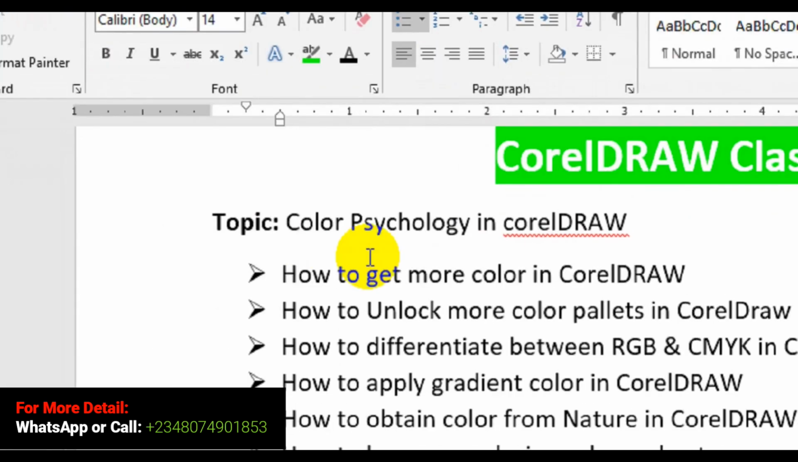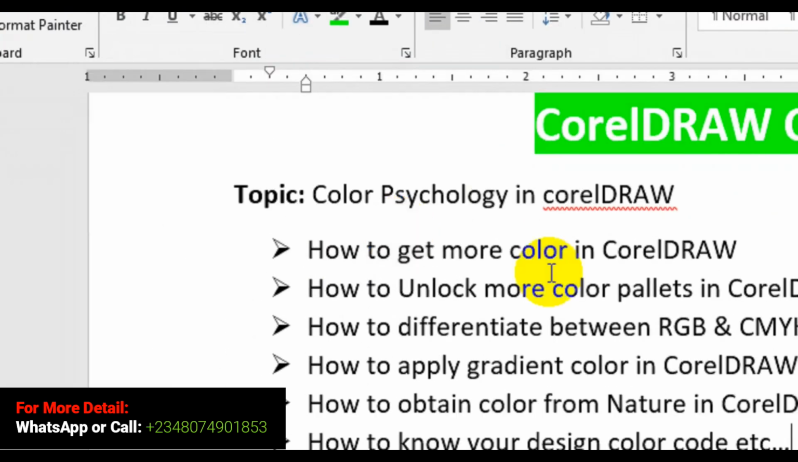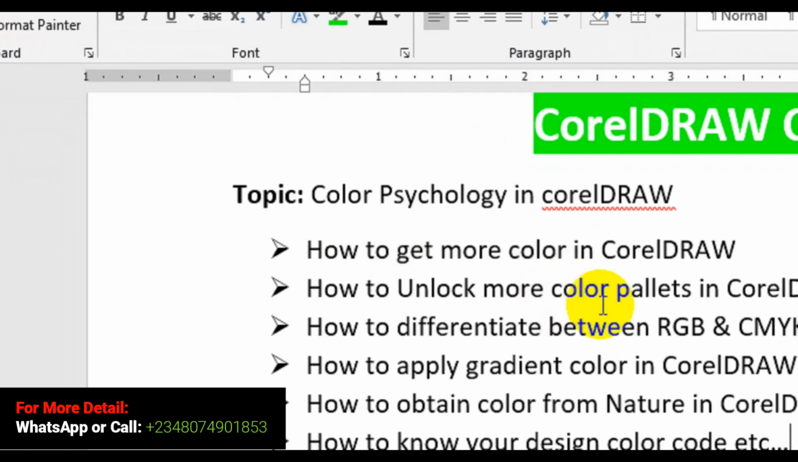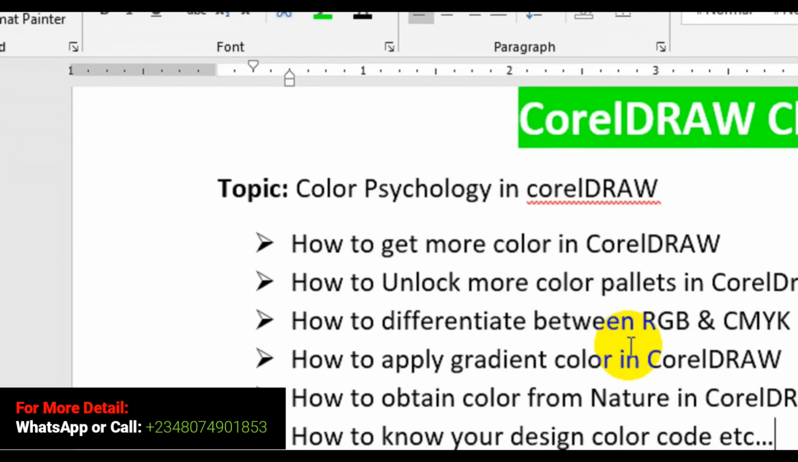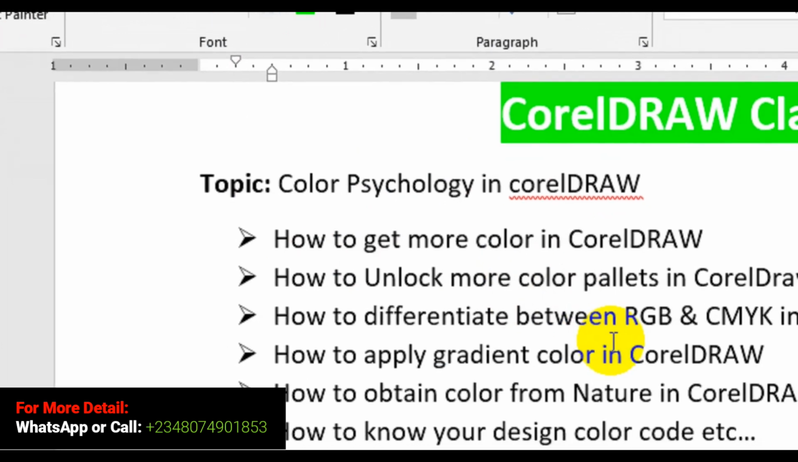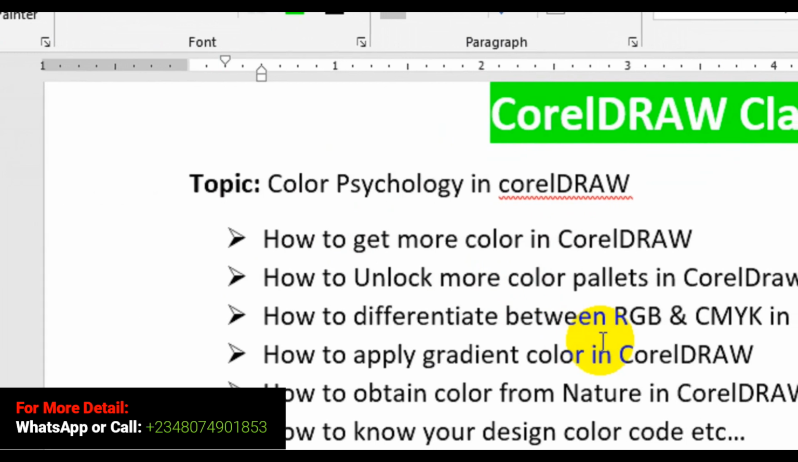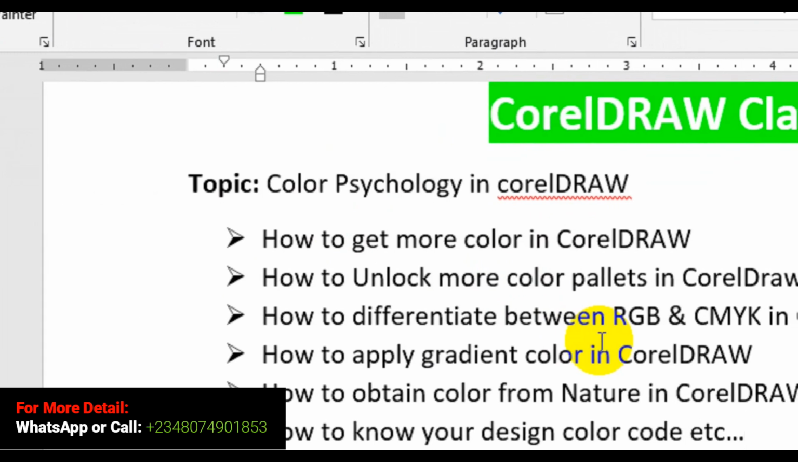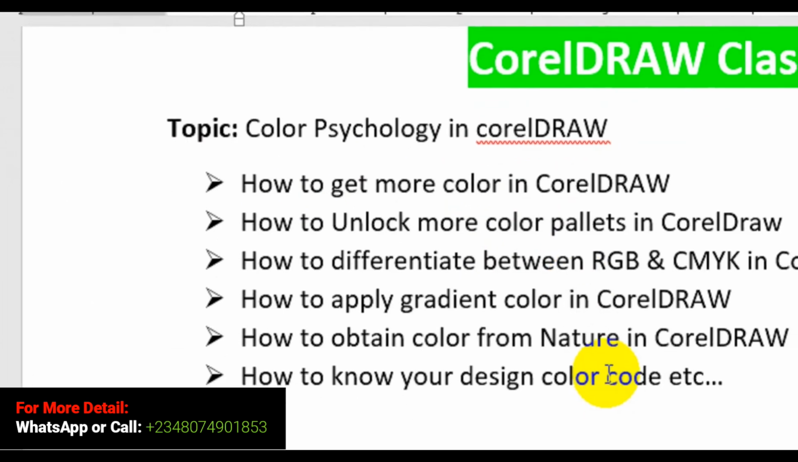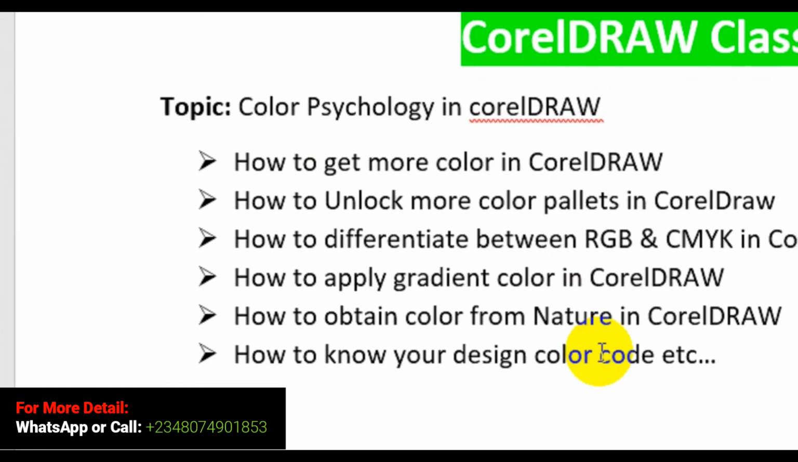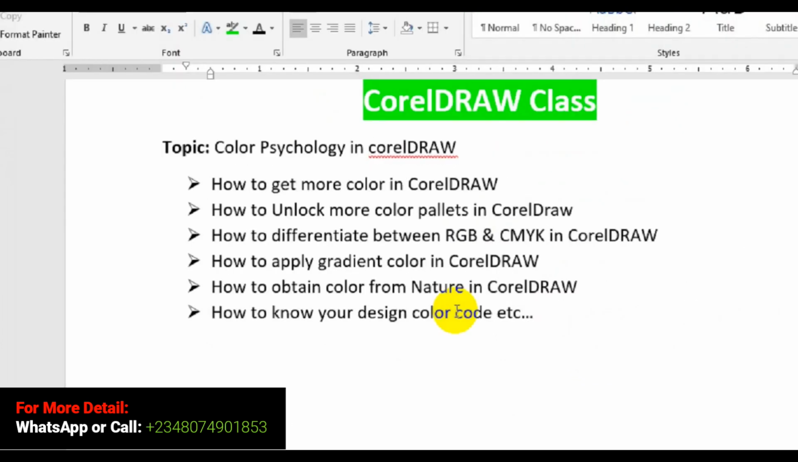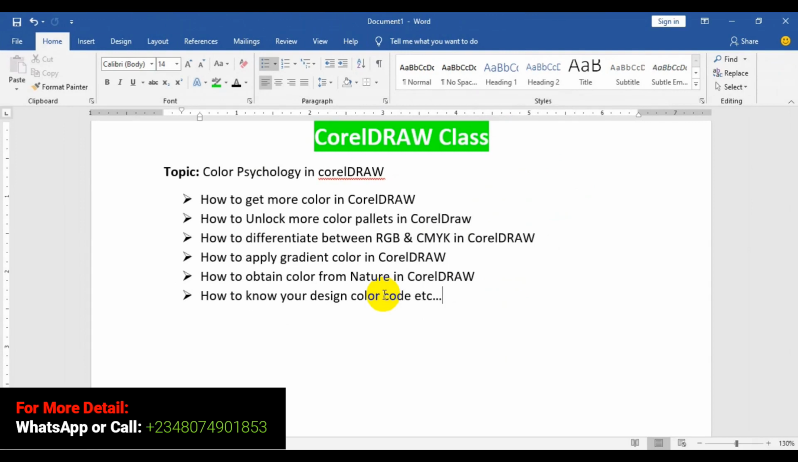the topic of today is color psychology in CorelDRAW, how to get more color in CorelDRAW, how to unlock more color palettes in CorelDRAW, how to differentiate between RGB and CMYK in CorelDRAW, and how to apply gradient color in CorelDRAW, how to obtain color from nature, and how to know your design color code, among other things, in CorelDRAW color psychology, right? So this is very important when you're talking about design.